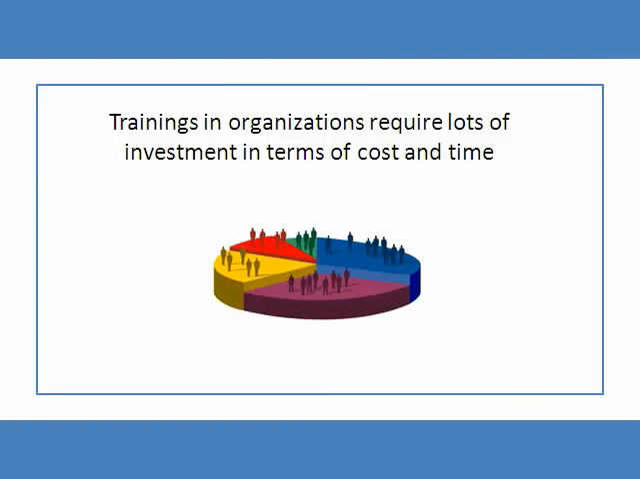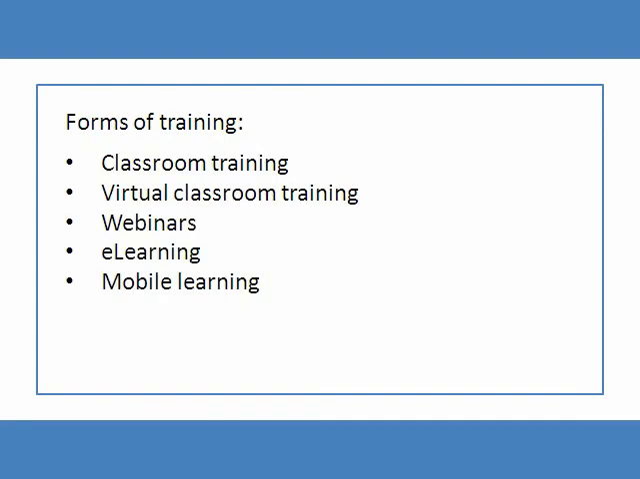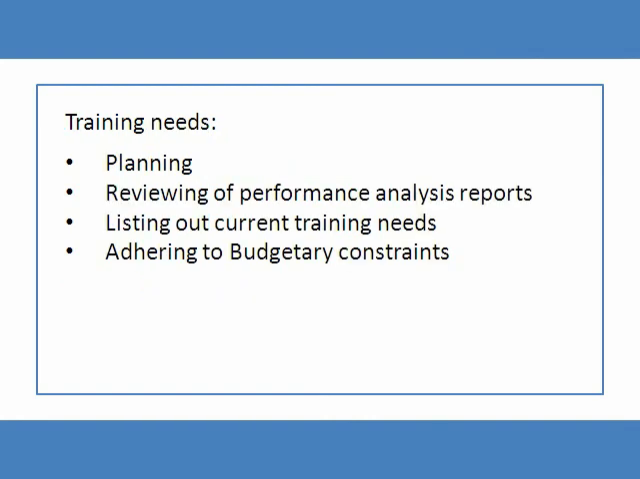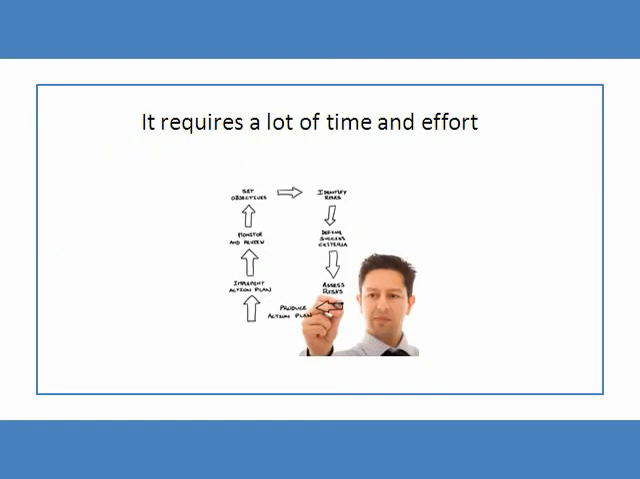Trainings and organizations require lots of investment in terms of cost and time. Organizations have different forms of training, which includes classroom training, virtual classroom training, webinars, e-learning, and mobile learning. Training needs planning, reviewing of performance analysis reports, listing out current training needs, acting within budgetary constraints, and many other factors. Collating this information requires lots of time and effort, particularly if analyzing training across different geographical regions.